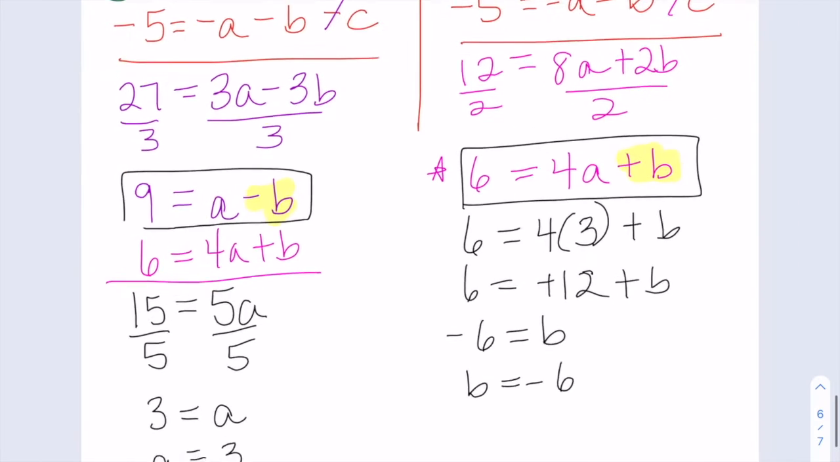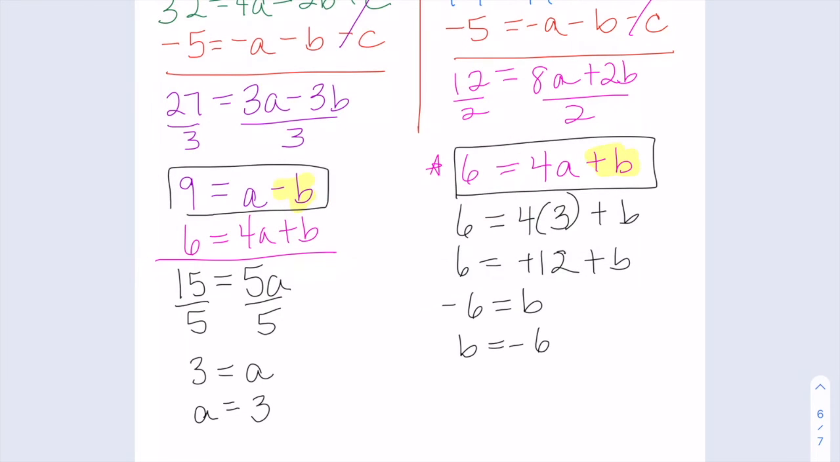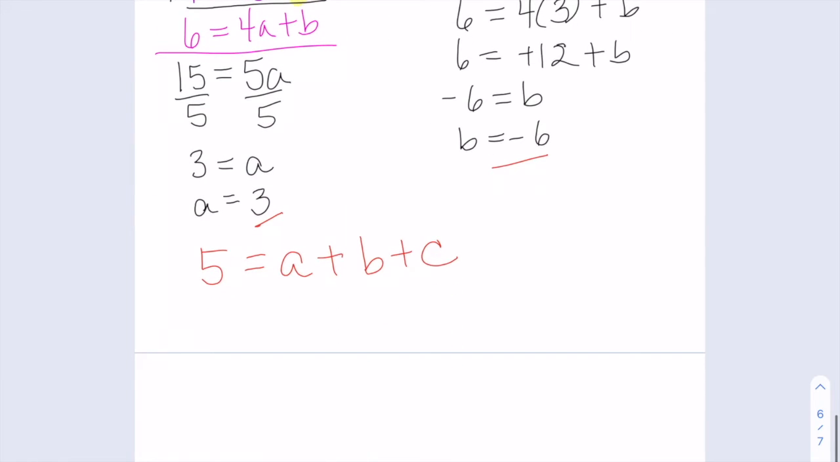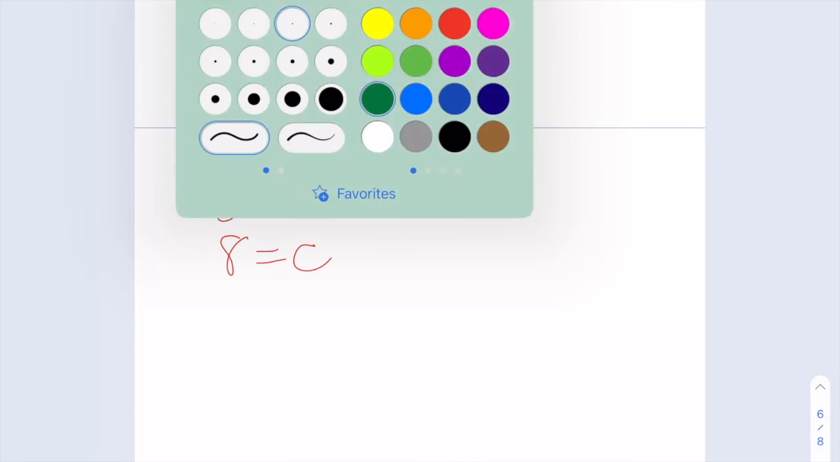And then for the last one, I'm going to go back to my 5 equals a plus b plus c. Because we know what a equals, we know what b equals. So 5 equals 3 minus 6 plus c. This will be negative 3. So c equals 8. Now, remember, we were trying to find the variables, those coefficients for the equation.